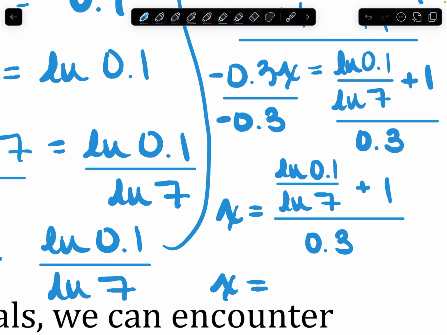This is where you really want to make sure you're using that fraction template, because you've got fractions upon fractions. All right, so I'm going to get my fraction template, and then I'm going to create another fraction template in my numerator. Type in the natural log of 0.1. Go down to that little baby denominator and type in the natural log of 7. Get out of that little baby fraction, then type in the plus 1. Onto the big denominator, type in the 0.3.